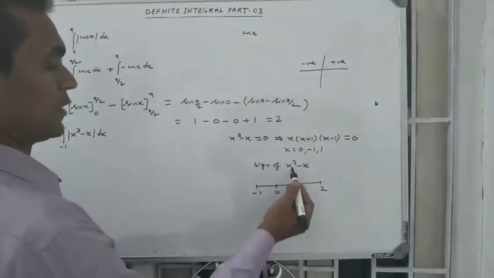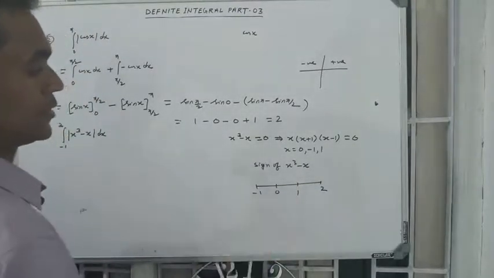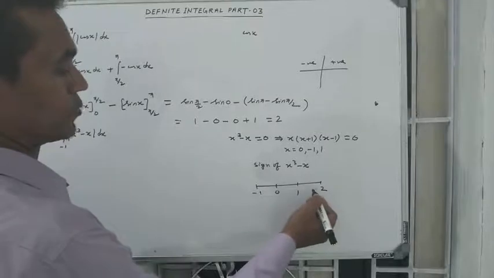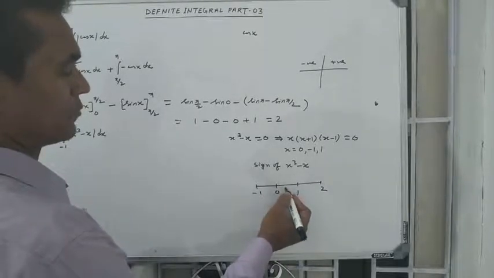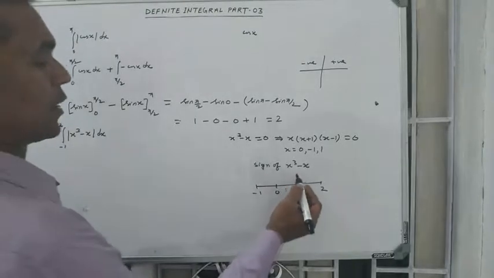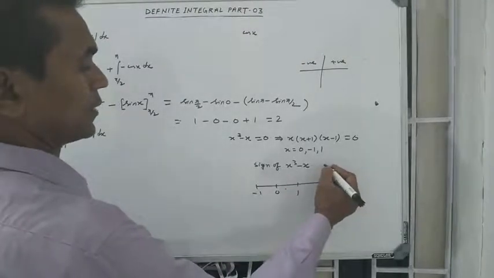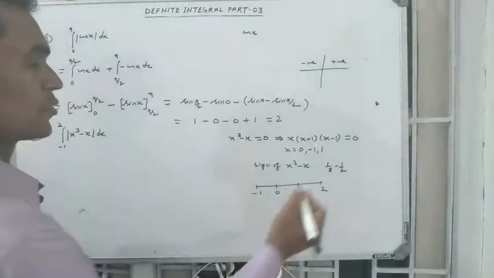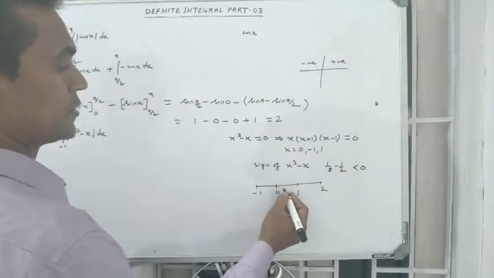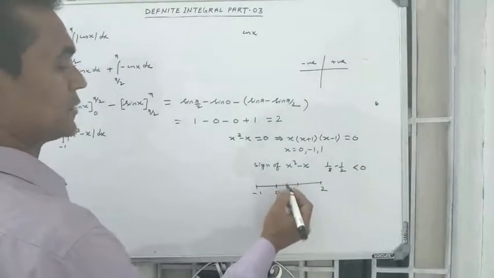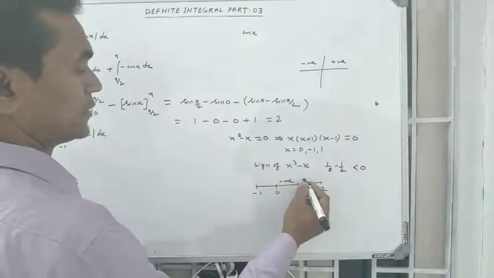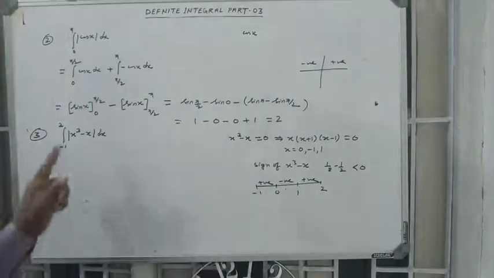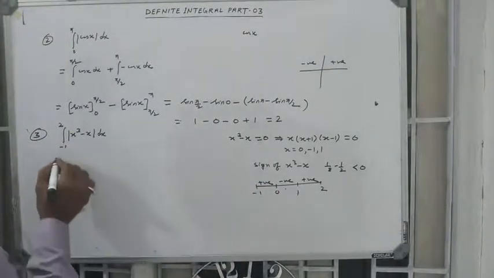Now you find the sign of this in any one of these subintervals, like 1 to 2. Suppose you take 1 by 2. So at 1 by 2, it is 1 by 8 minus 1 by 2, so it is negative. So in this interval, the sign of x cube minus x is negative. Then in the next interval positive, and then positive. So we have to divide this definite integral into 3 parts.